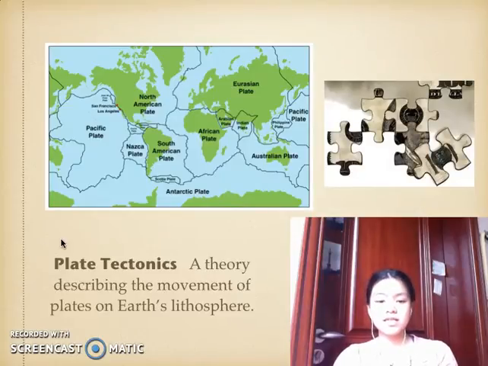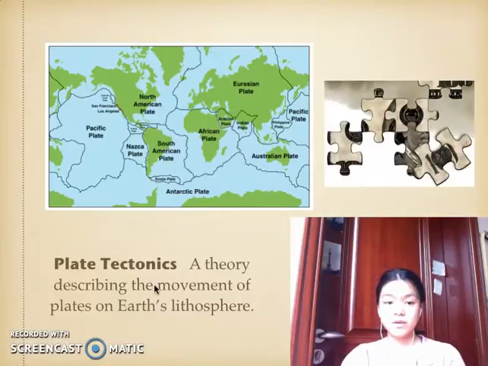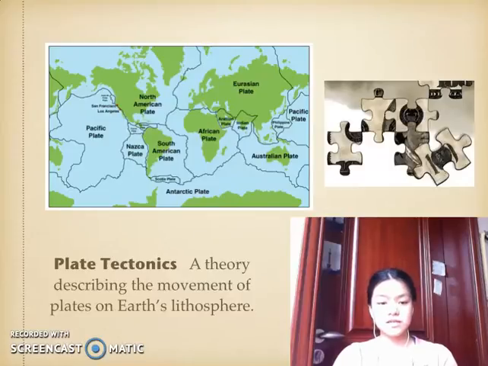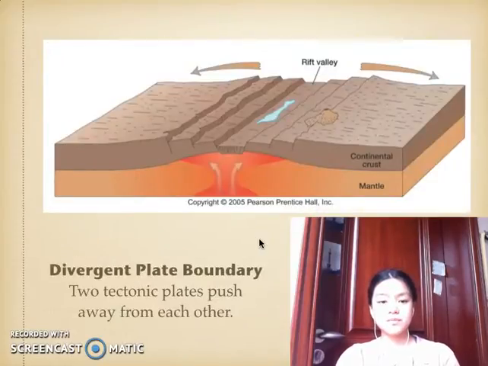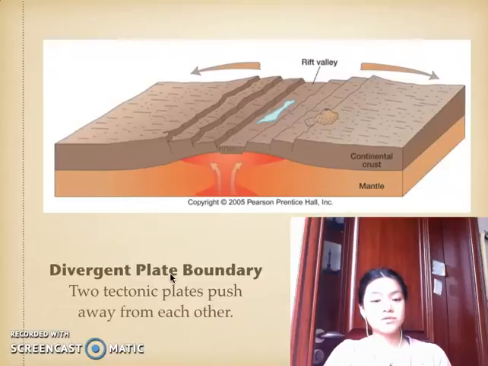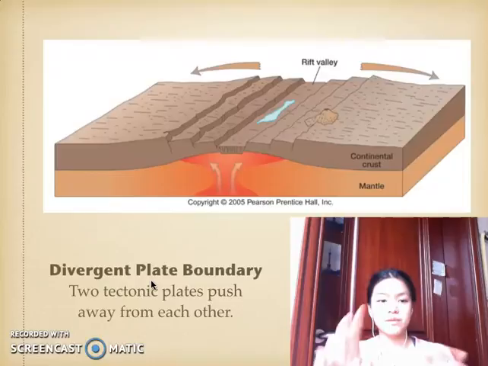The Earth is not a giant single continual plate. It is like a puzzle made up of a lot of pieces. And in geology, we call these pieces plates. Plate tectonics is a theory describing the movement of plates on Earth's surface, on Earth's lithosphere instead. There are 3 types of plate boundary. Number 1 is divergent plate boundary, where two tectonic plates push away from each other.